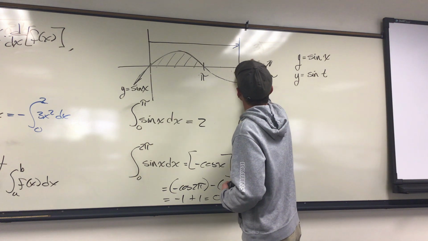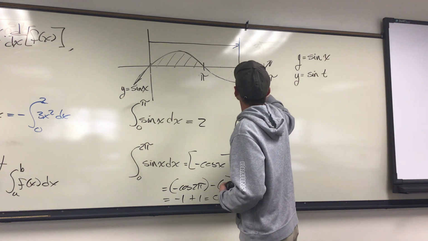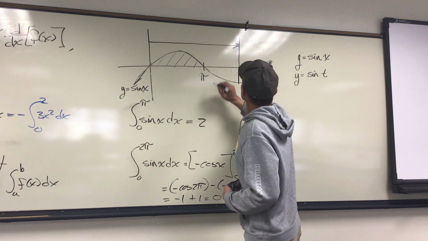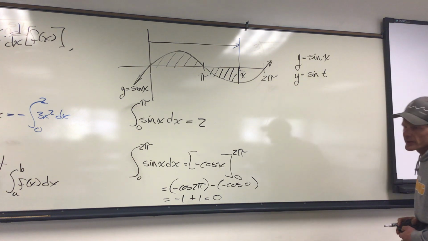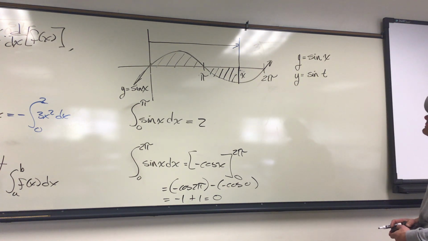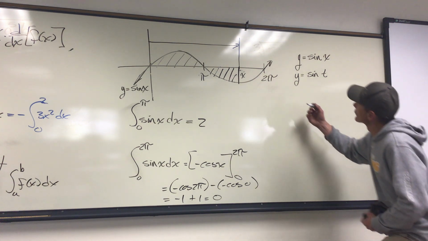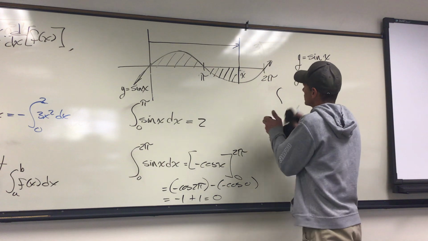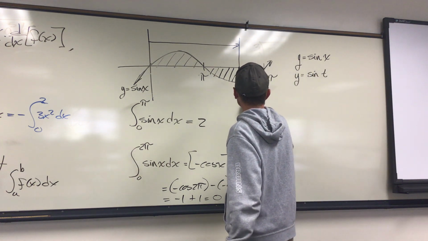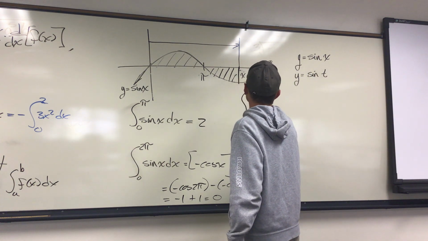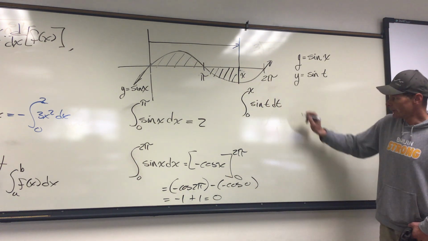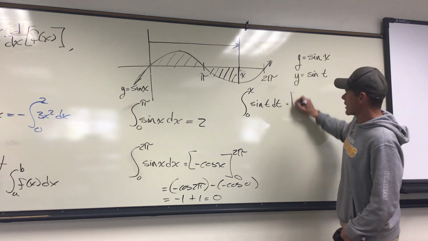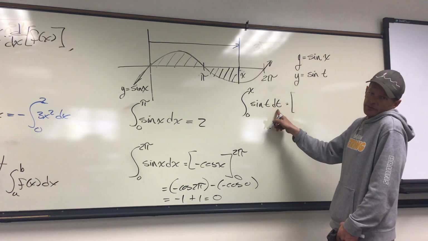Okay, I will write it like this. And to do this, I'm going to change my variable of integration. Instead of saying y is equal to sine of x, I'm going to say y is equal to sine of t. And I'm going to write the integral from 0 to x of the sine of t with respect to t. Okay? And now, the only thing I changed is my variable of integration.